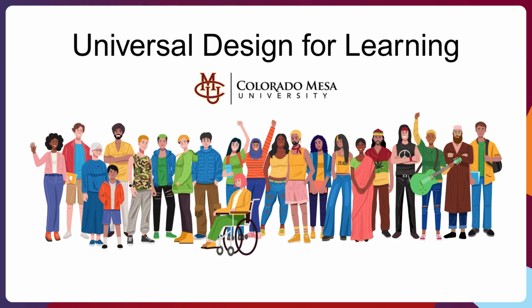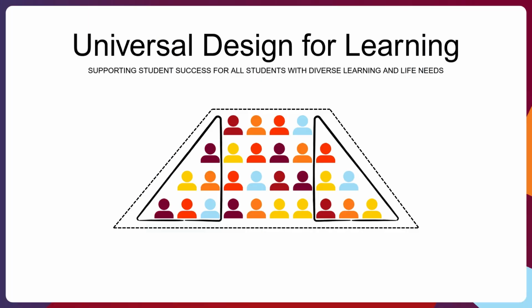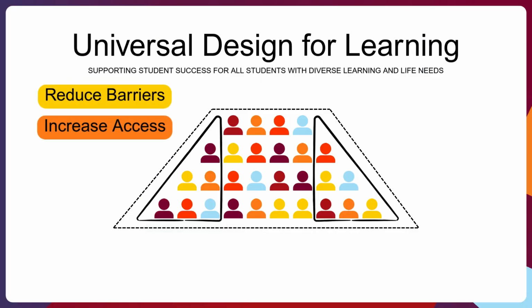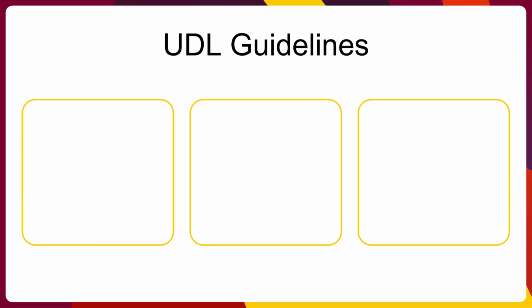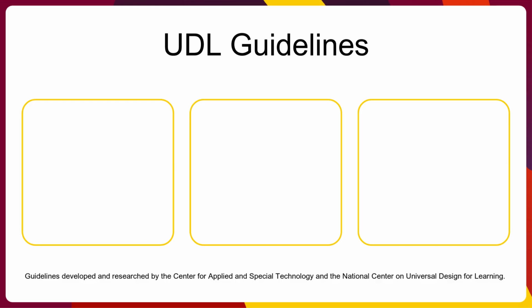Universal Design for Learning, or UDL, is a design framework that instructors can use to reduce barriers students face in the classroom and increase access to opportunities to succeed. This video will explore the three UDL guidelines, which have been developed and researched by the Center for Applied Special Technologies and the National Center on Universal Design for Learning.